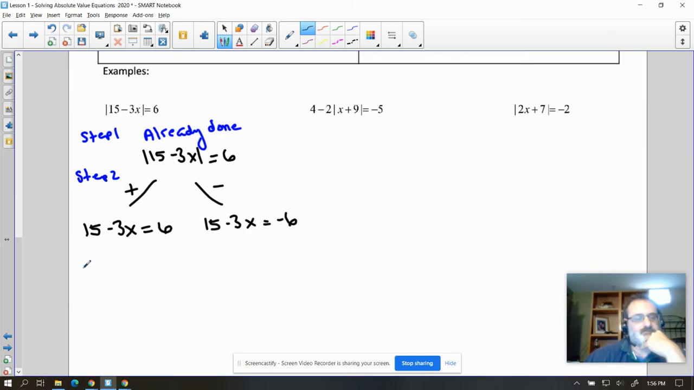Come over here, subtract 15 from both sides, and negative 3x comes down equal to negative 9. Divide both sides by negative 3. x equals 3.